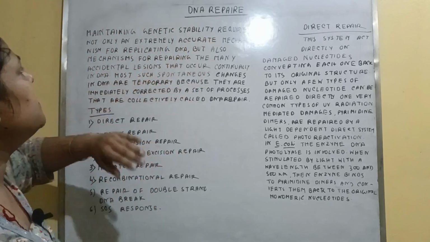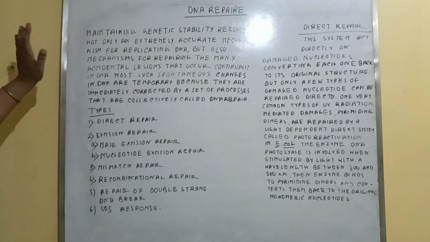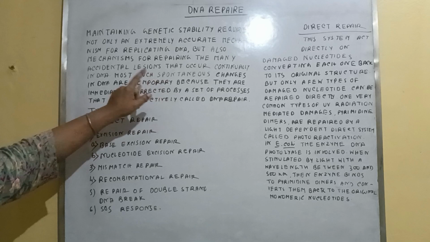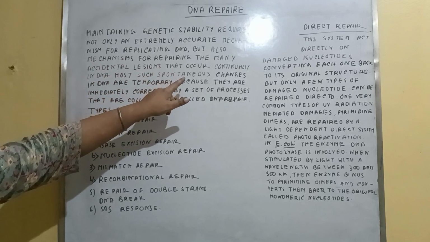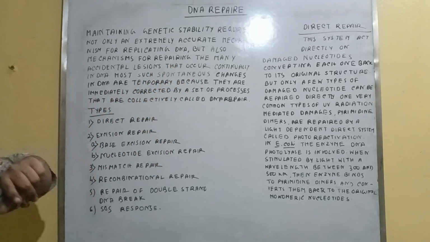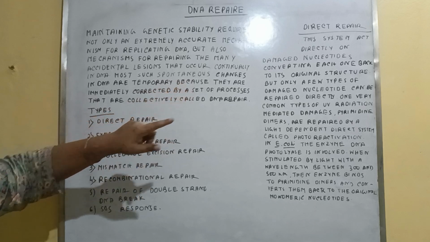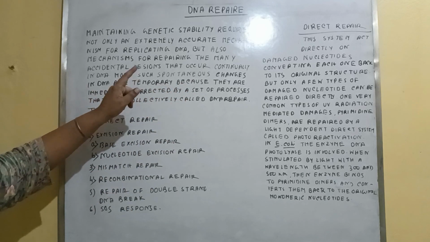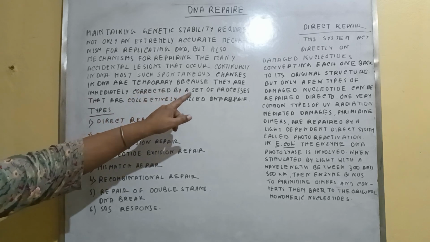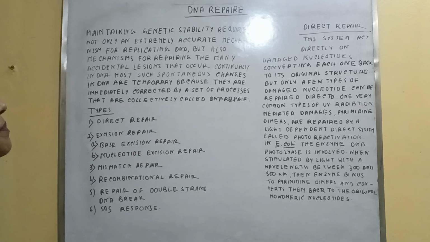Genetic stability requires not only an extremely accurate mechanism for replicating DNA, but also a mechanism for repairing the many accidental lesions that occur continually in DNA. Most such spontaneous changes in DNA are temporary because they are immediately corrected by a set of processes that are collectively called DNA repair.